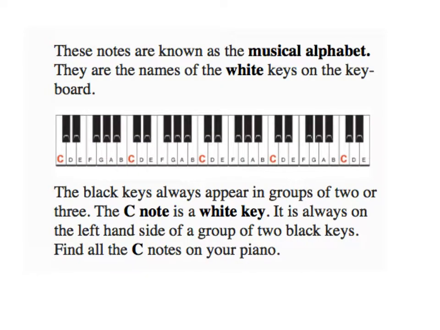So these notes are known as the musical alphabet. So remember, the musical alphabet is only A, B, C, D, E, F, G. And I can start in any order as long as I always follow that same pattern.